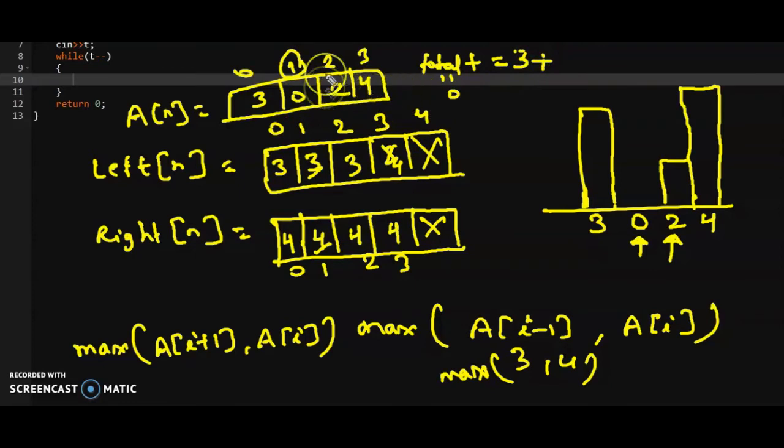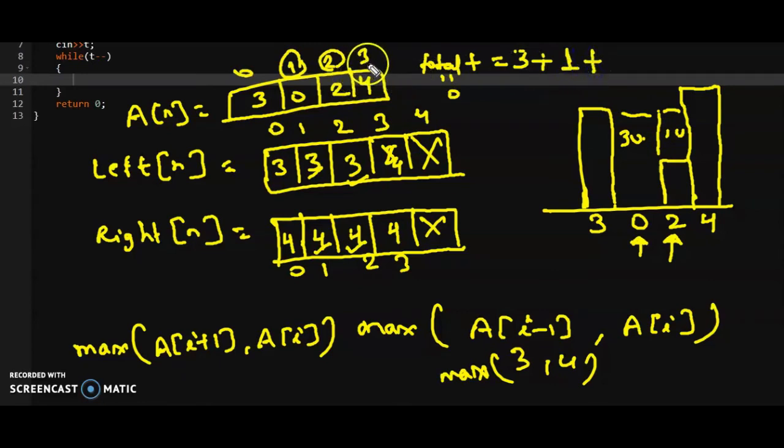Plus, move to next 2. What is the maximum in the left? 3. What is the maximum in the right? 4. What is the minimum? 3. And 3 minus 2, that is 1. So obviously we can store 1 unit of water here, right? 1 unit. Here 3 units. So 1 unit of water.